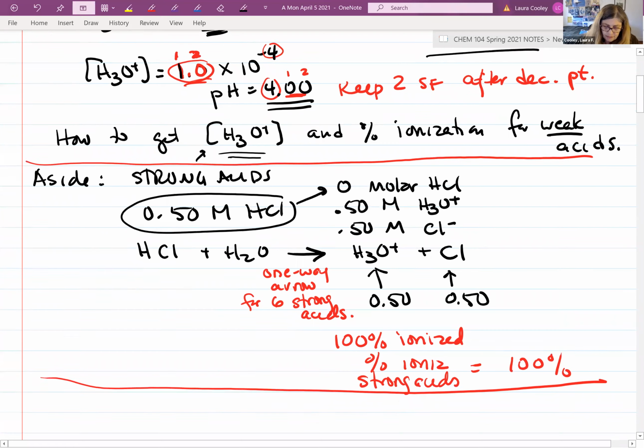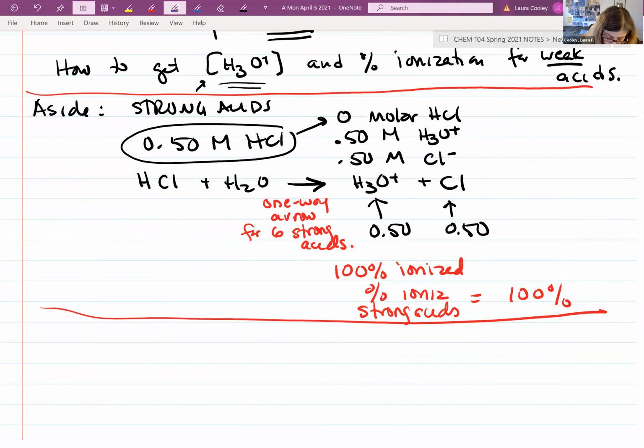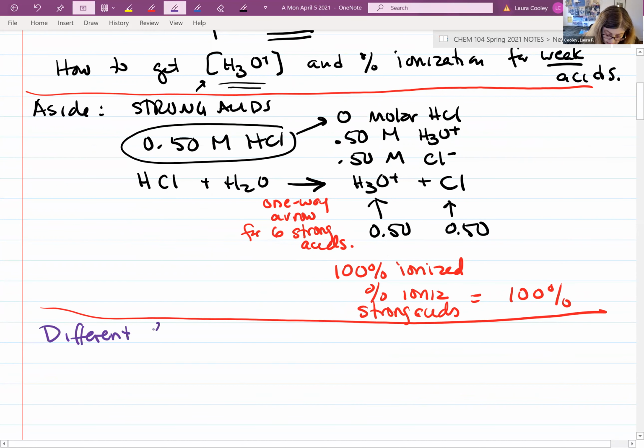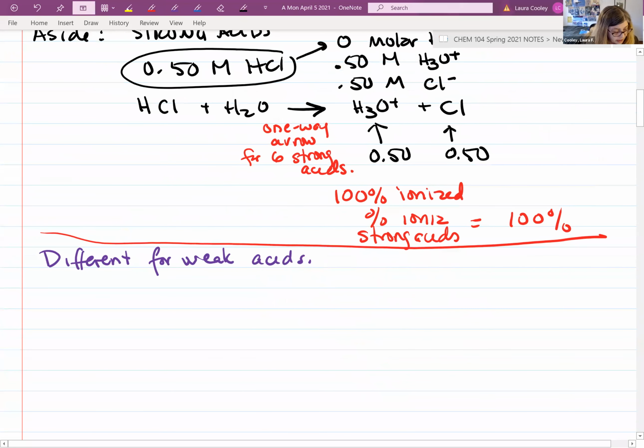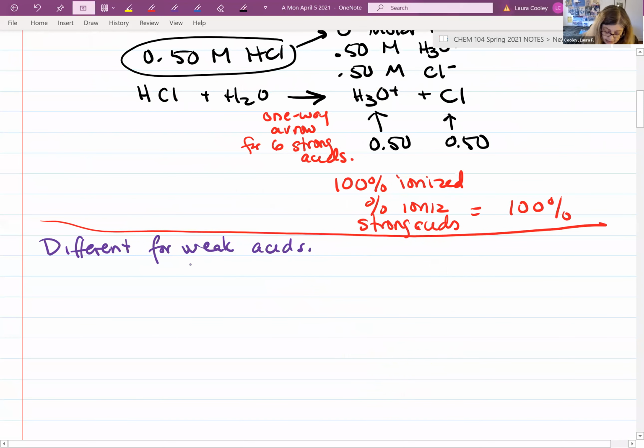So how is it different for weak acids? It's definitely different for weak acids. And that's because weak acids are involved in an equilibrium. Okay, and I'll do another example for you. For a weak acid, you basically have to solve an ICE problem, right? Because you have an equilibrium.